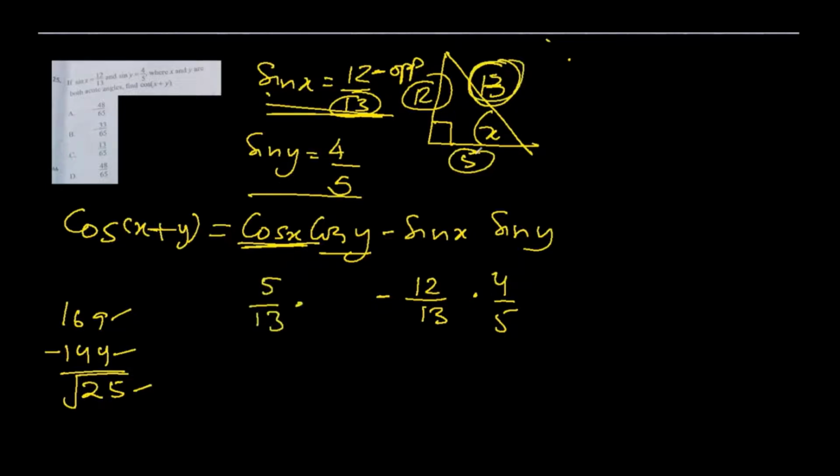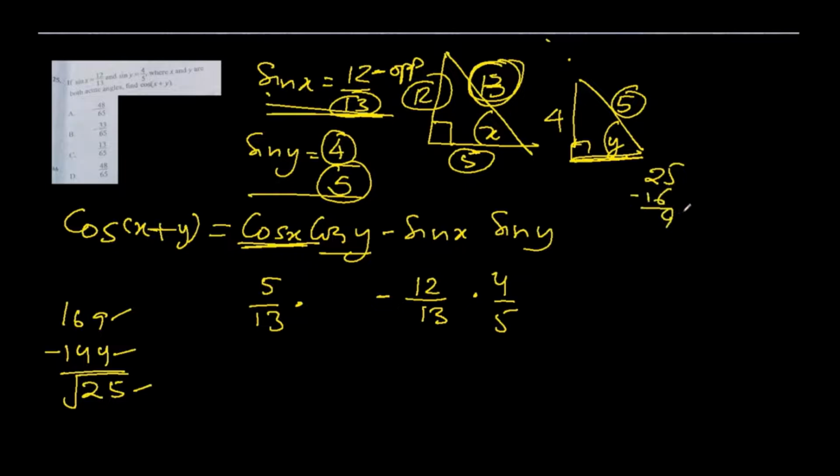Similarly, we'll draw a triangle for the second one. All right, 4 is opposite, so this is y angle, okay? So 4 is opposite, 5 is hypotenuse, so this will be square root of 5 square, which is 25, minus 16, which is 9, square root of 9, 3. This will be 3, so we are left here with 3 over 5.